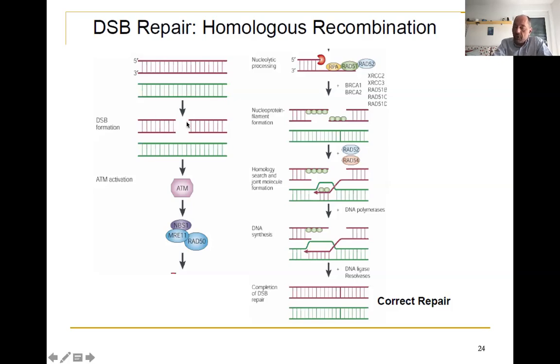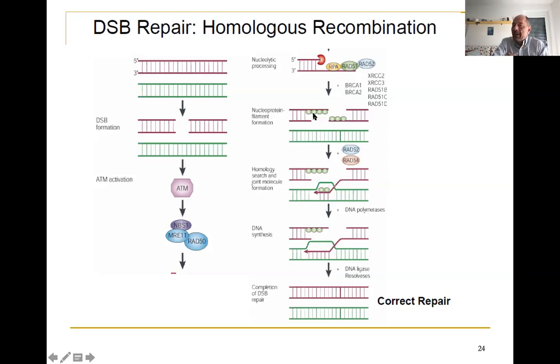Then, of course, you must have a double-strand break. And the first player is always ATM. ATM then recruits new proteins, like NBS1, MRE11, and RAD50. These proteins you see here start a cleavage of the broken DNA. You see there is a real cleavage here. Many proteins are involved.